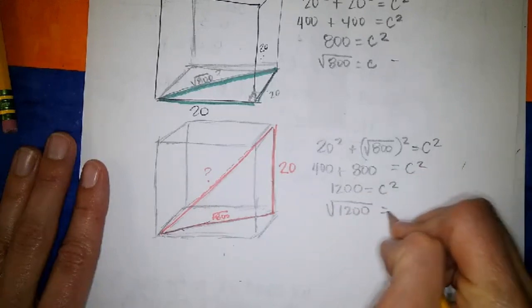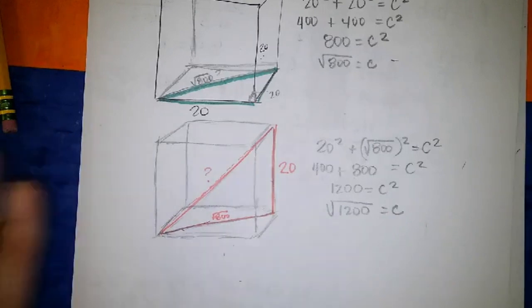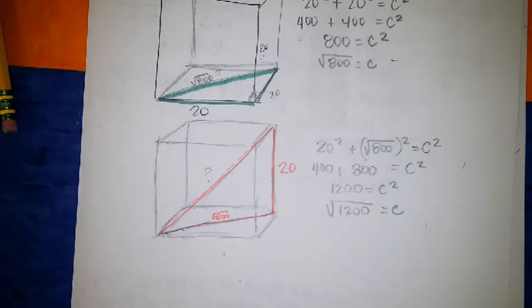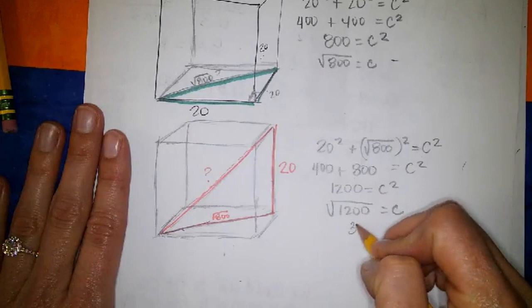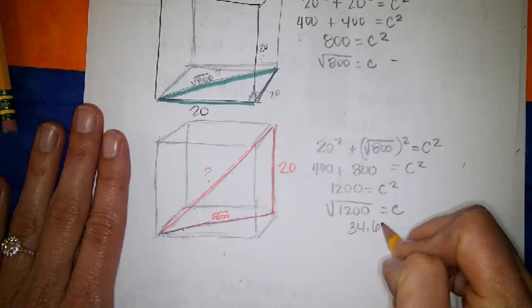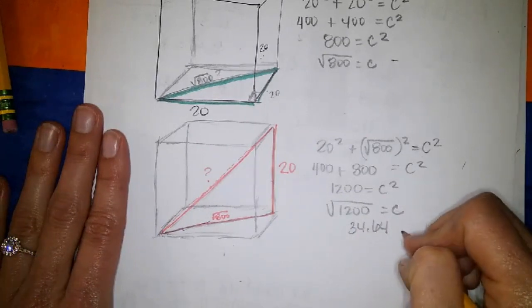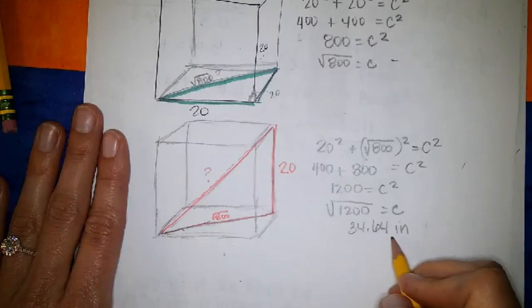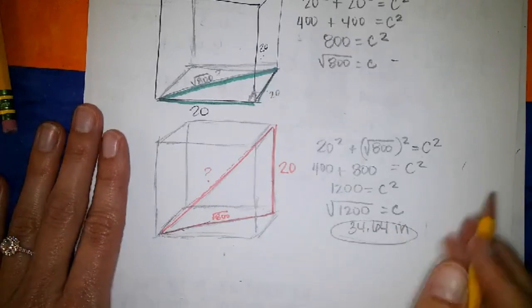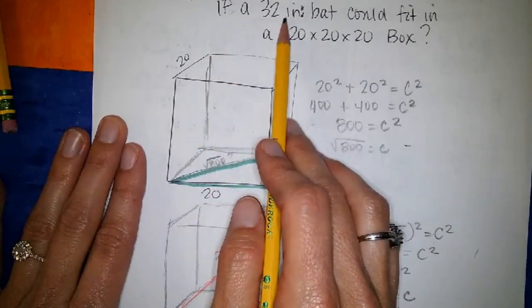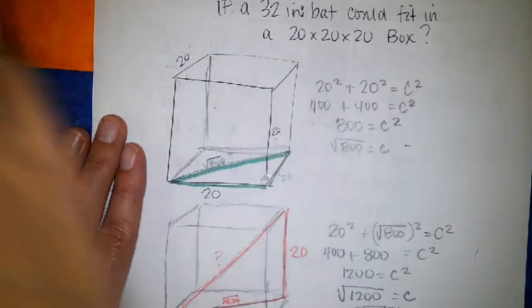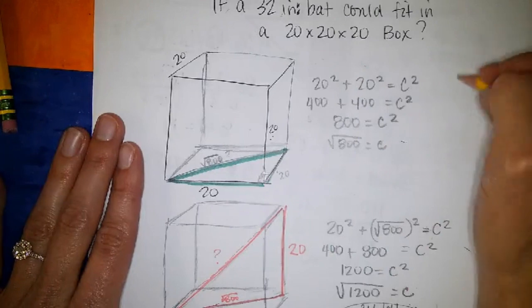That means that the value of c is 34.64 inches. So 34.64 inches. So the question that we had from the beginning of this is, will a 30 inch bat fit in a 20 by 20 box? And the answer to that question is yes, it will.